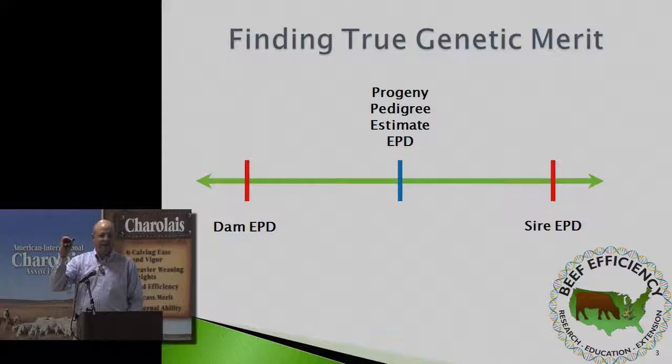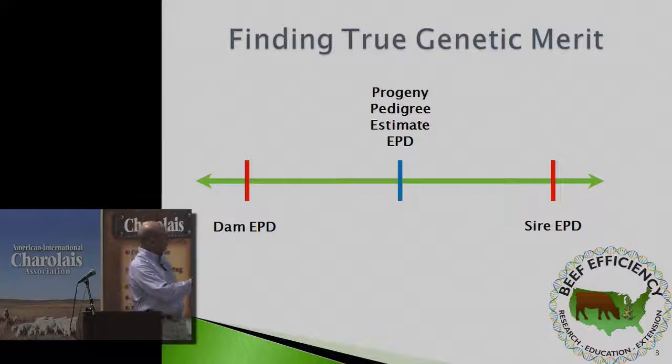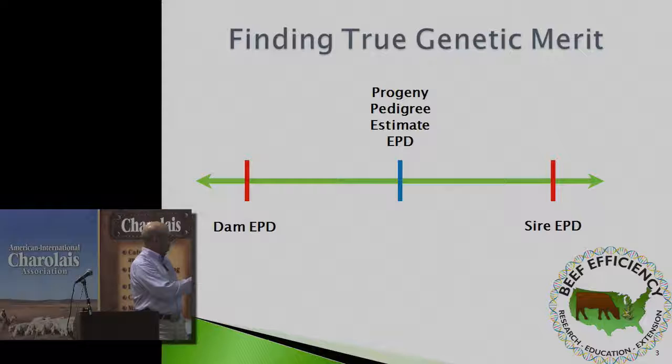All of 0 of them, right? They're always different than what the average is, and part of that's due to differences in accuracies maybe associated with EPDs, particularly the dam EPD if she's not very well proven.